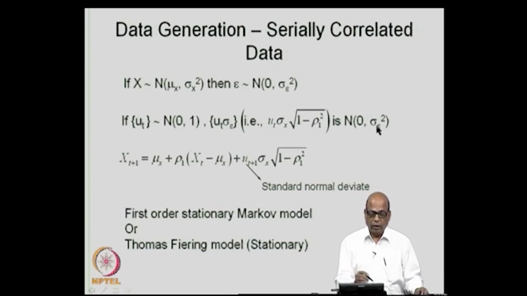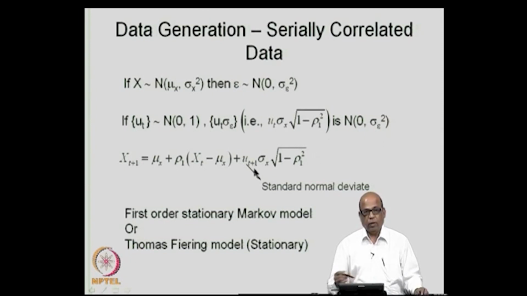square. So, we write the model now as x t plus 1 is equal to mu x plus rho 1 into x t minus mu x, that is stationary, plus the epsilon t, we write it as u t plus 1 into sigma x root of 1 minus rho 1 square. Why do we write this? This we are writing to ensure that the sequence that we generate will have a normal distribution with 0 mean, that is this random term will have a 0 mean and a variance of sigma e square. That is why we are introducing this.